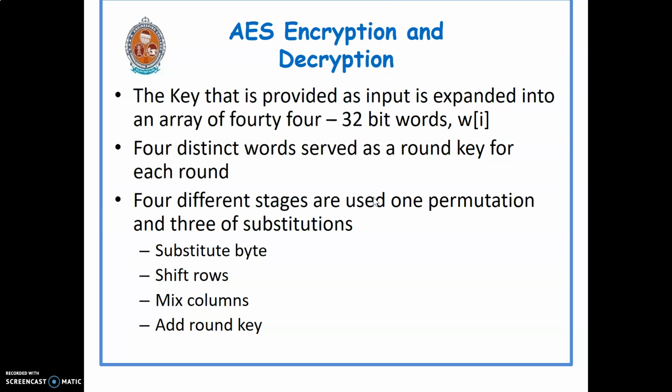The key that is provided as input is expanded into an array of 44 32-bit words, W[i]. 4 distinct words serve as a round key for each round. 4 different stages are used. 1 permutation and 3 substitution operations are done. The first one is substitution byte, then shift rows, mix columns, and add round key.